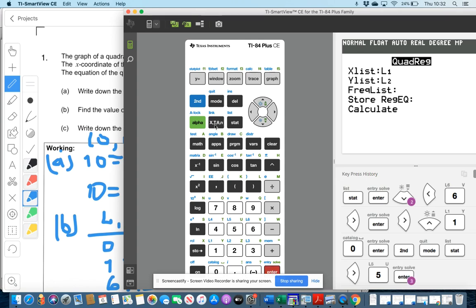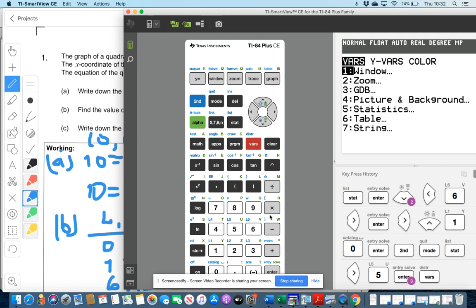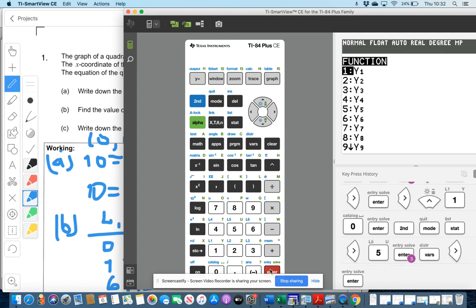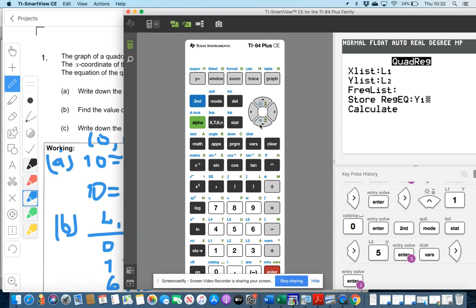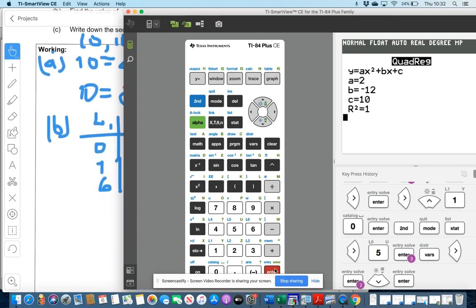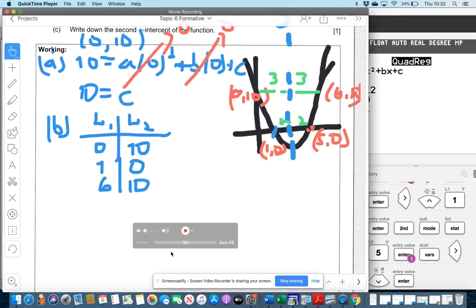I can store the equation in vars if I wish. I don't have to. I put it in as a function. Okay, it's going to be in Y1, and then calculate. So now I have the values for A, B, and C to answer the question: 2, -12, and 10.